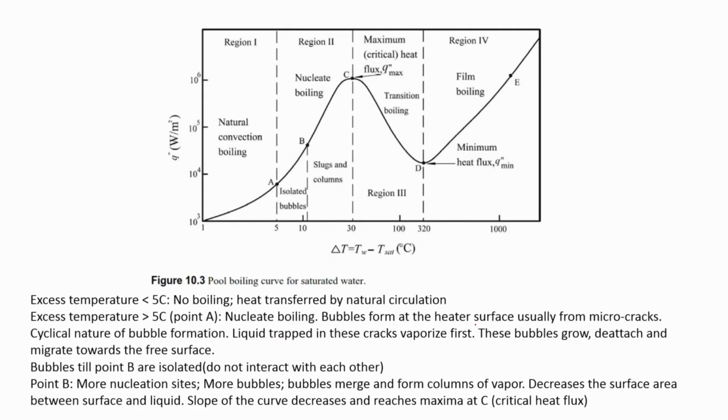This is the most important curve that you will encounter in boiling. This is the degree of superheat. Degree of superheat is nothing but the wall temperature above the saturation temperature. And this is the heat flux. When the excess temperature, that is the wall temperature minus the saturation temperature, is less than 5 degrees Celsius, that means less than this mark, there is no boiling at all. The heat transfer is by natural circulation.